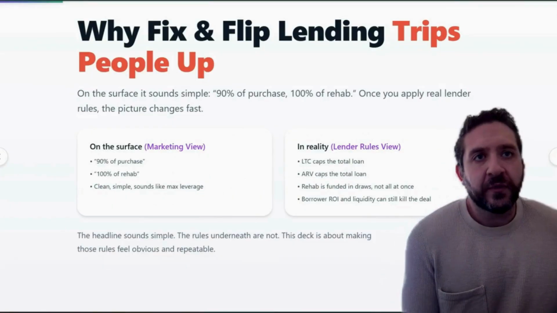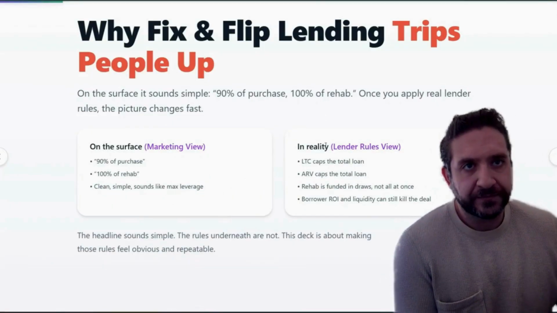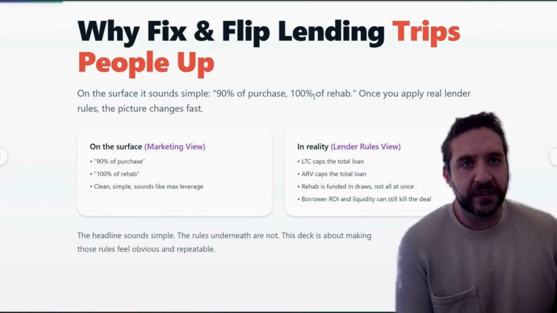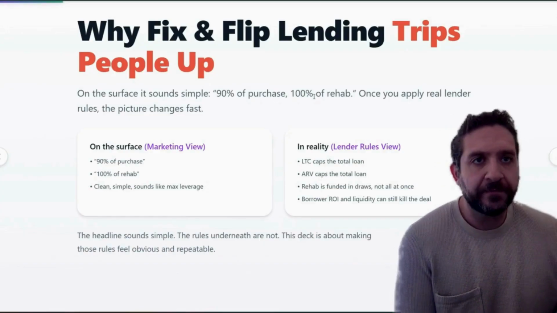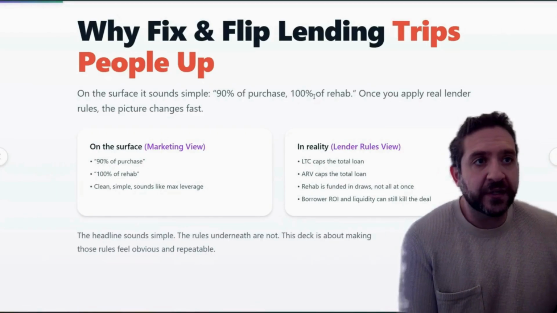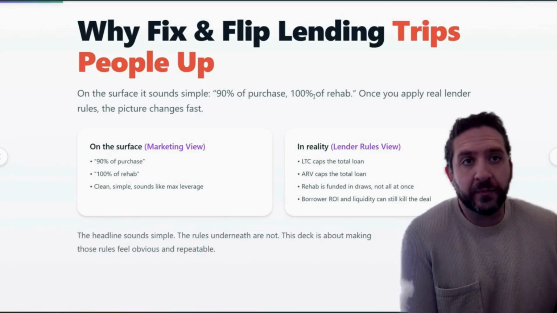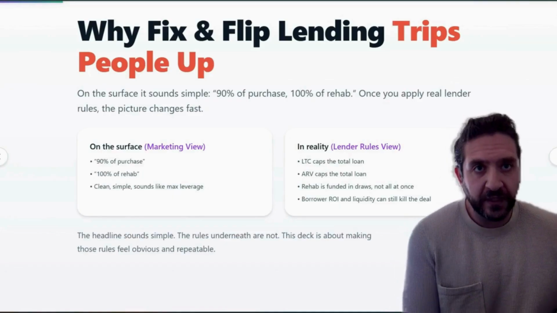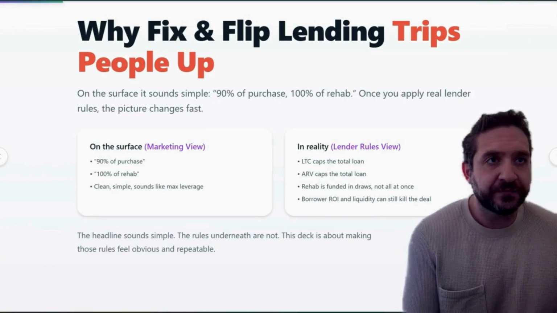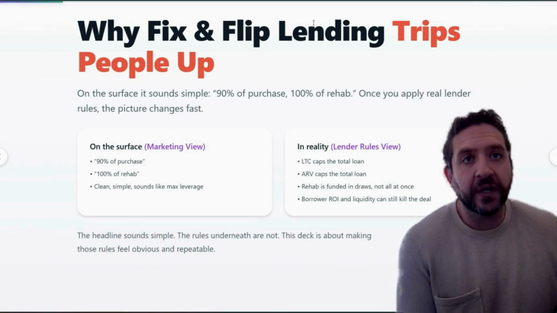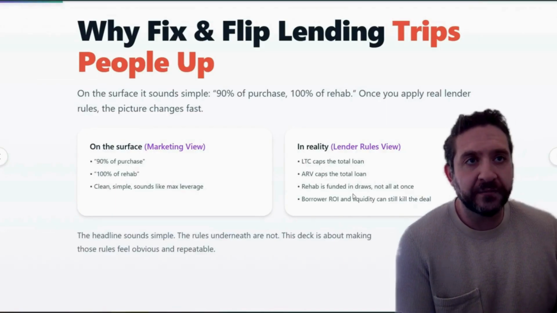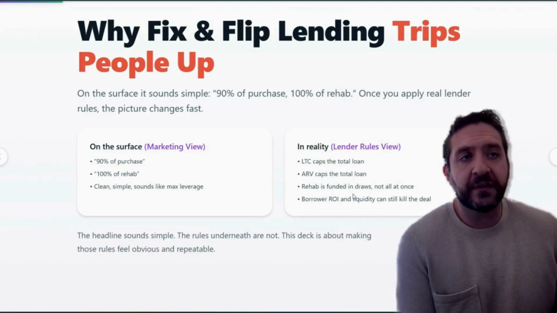Let's start with why this trips people up. On the surface, fix and flip sounds simple. You'll see marketing that says things like 90% of purchase, 100% of rehab, and it sounds like that's the max leverage, really clean. The lender gives almost all the money and the borrower brings a little bit of cash. But in reality, lenders are not just looking at those headline numbers. Under the hood, you've got loan to cost caps, LTC, ARV caps, ARV, rehab money that comes out in draws instead of all at once.